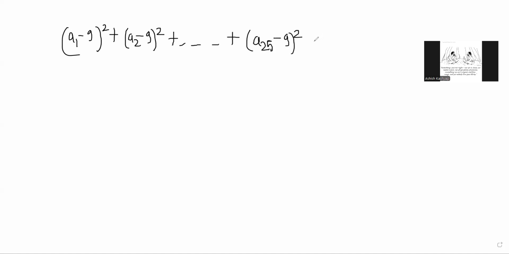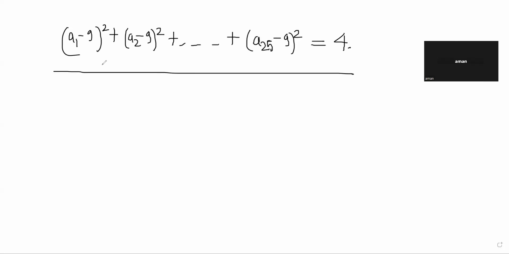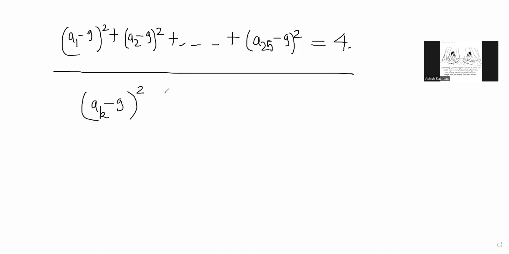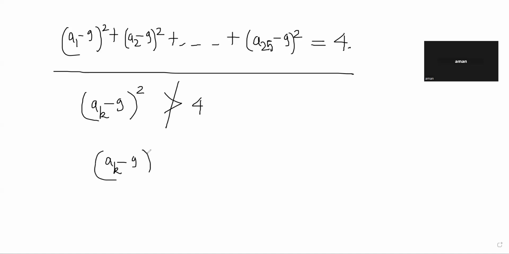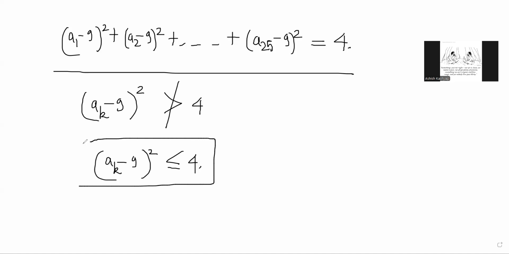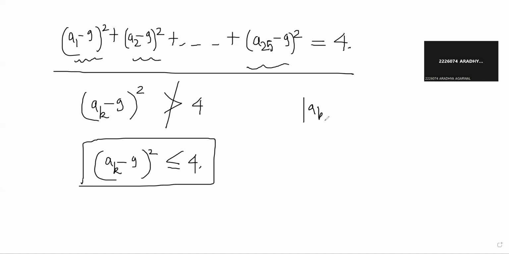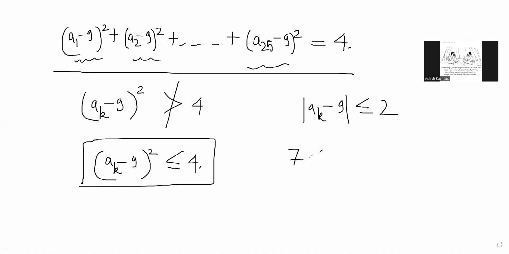So what I'm getting is (a1 minus 9) whole square plus (a2 minus 9) whole square till (a25 minus 9) whole square is equal to 4. Correct? Yes. That is immediately making it sure that no individual (ak minus 9) square can be greater than 4, right? Yes sir. So individual (ak minus 9) square should be less than or equal to 4, right? Yes sir. Because it is a sum of squares. Yes. That automatically tells us that mod ak minus 9 is less than or equal to 2, and we have proved our question.